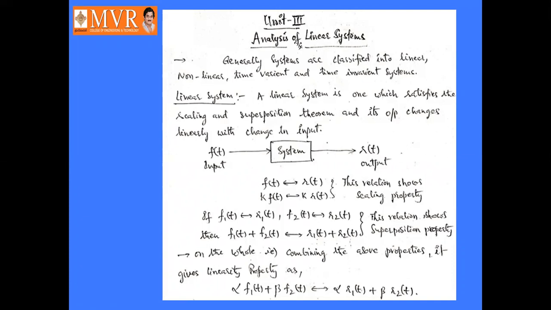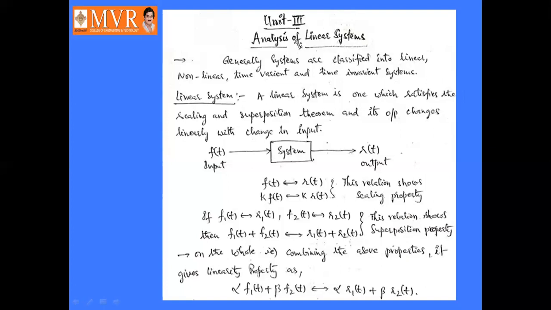Next, coming to the superposition theorem. If f1 of t is related to r1 of t and f2 of t is related to r2 of t, then the sum f1 of t plus f2 of t is related to r1 of t plus r2 of t. This property is called the superposition property or superposition theorem. By combining the scaling property and the superposition theorem, we get the linearity property.